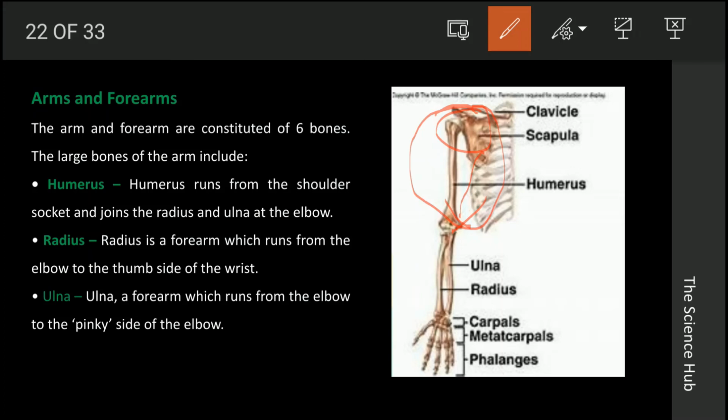The next up is the radius bone. It is a forearm bone which runs from elbow to the thumb side of the wrist. Here we can see the bone which is running towards the thumb side from the elbow, that is the radius bone, and ulna bone, it runs from the elbow towards the little finger side.